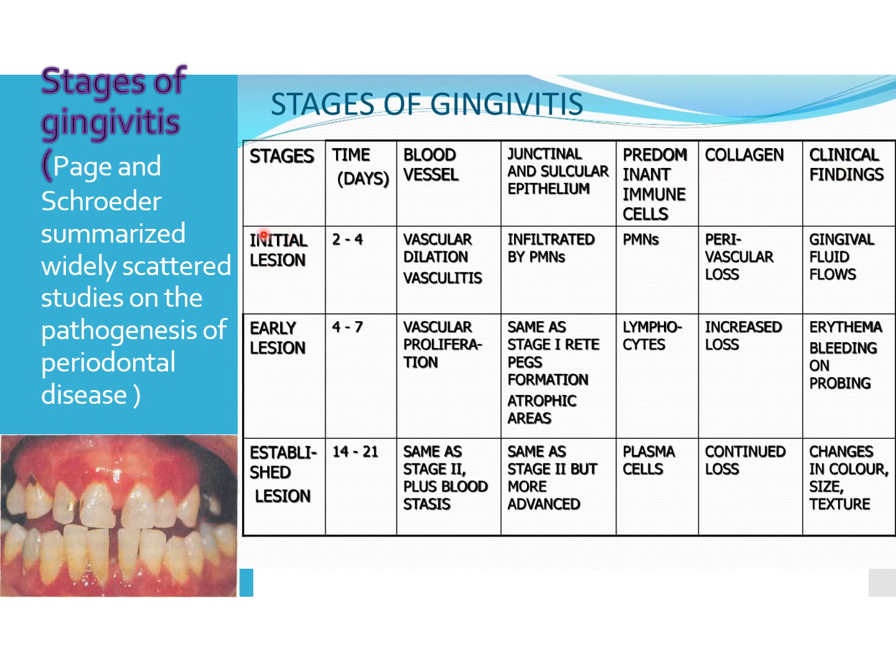So the first one, the initial lesion, that is stage 1, appears in 2 to 4 days. We are discussing here both the clinical findings as well as the histopathological findings. Under blood vessels there will be vascular dilatation and vasculitis, and the junctional and sulcular epithelium will be infiltrated by polymorphonuclear neutrophils, and the predominant immune cells will be PMNs. There will be perivascular collagen loss, and the clinical finding will be gingival fluid flow.